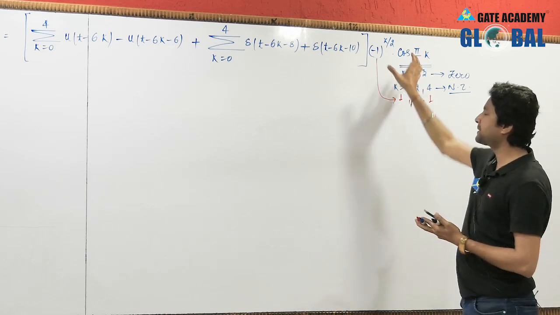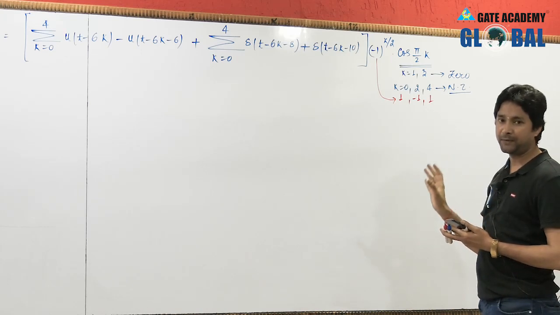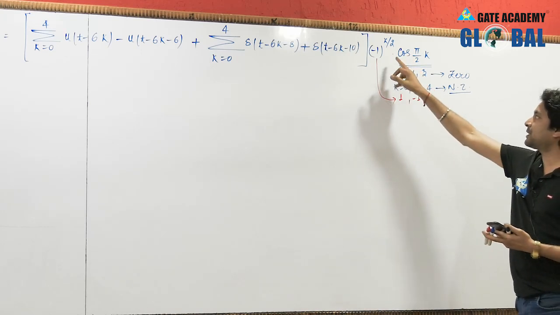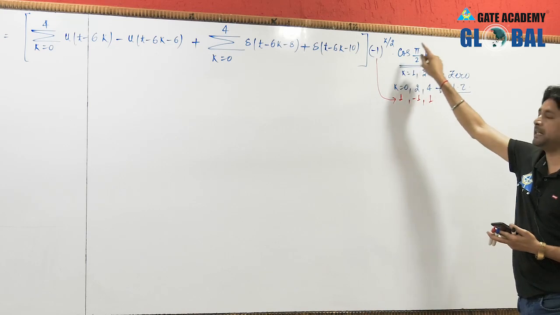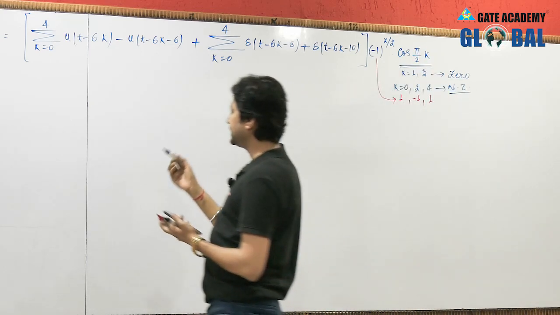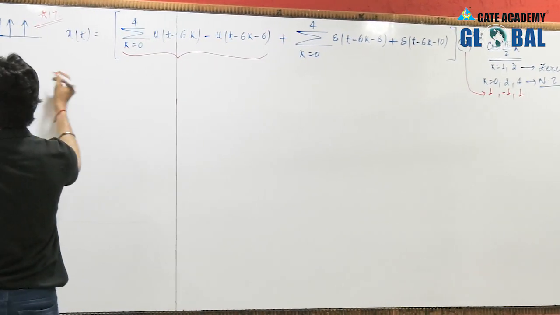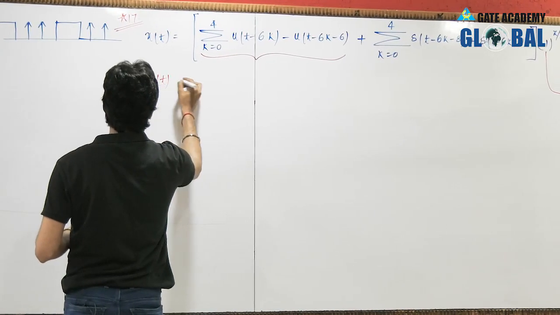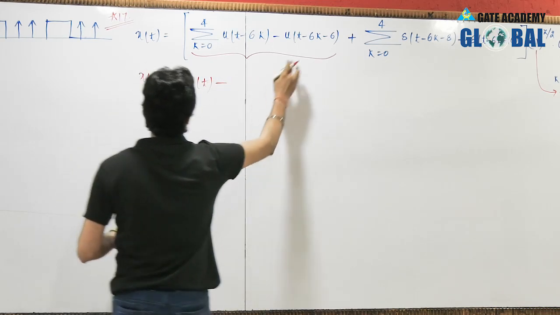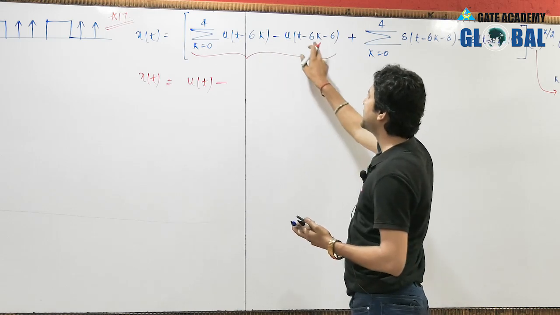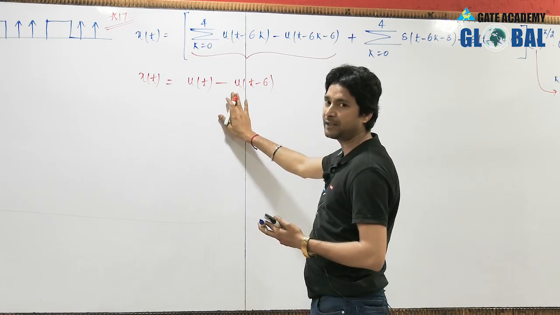So from this coefficient, you have seen that we just have to calculate the summation for k equals 0, 2 and 4. For k equals 0 and 4, this coefficient will be plus 1, and for k equals 2, this coefficient will be minus 1. So now if you substitute the values, you can write x of t equals, for k equals 0, u of t minus 6k becomes 0, so you have u of t minus 6. It is for k equals 0.